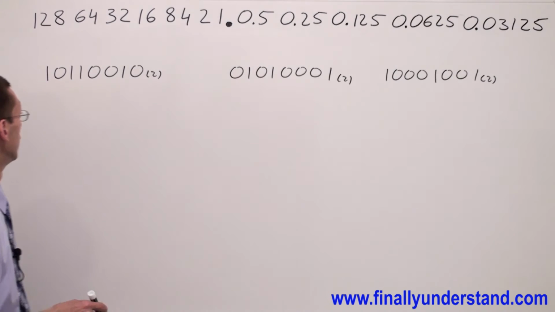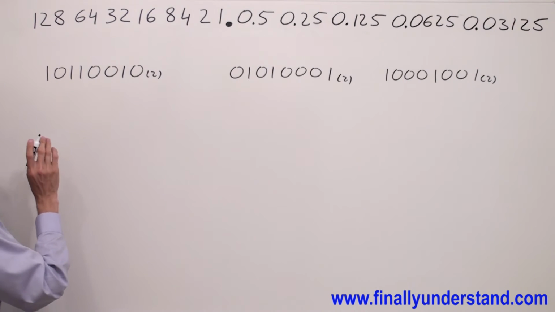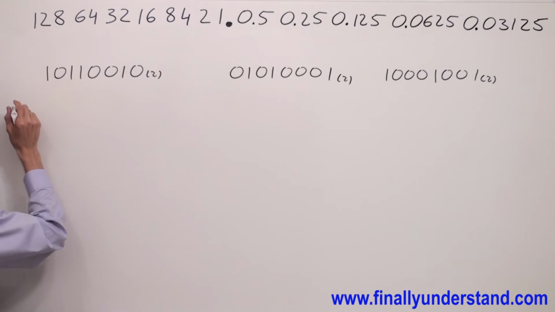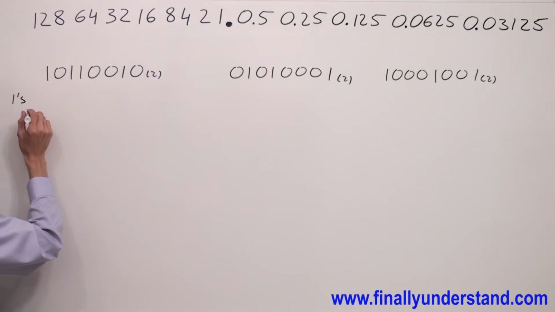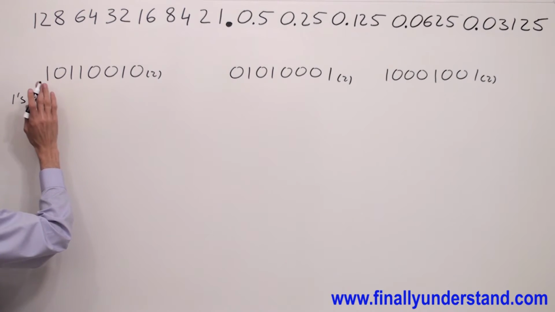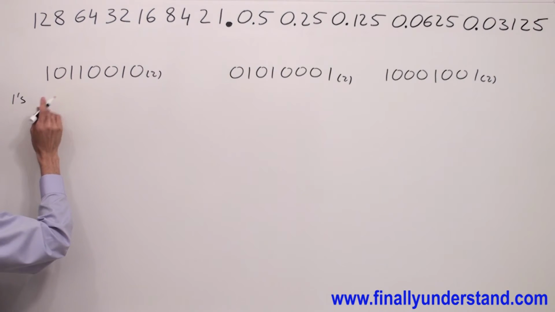Let's take a look at these examples. We're supposed to convert them to 2's complements. First, anytime you want to convert a binary number to 2's complement, you have to find the 1's complement. You have to invert every single bit. You have to find the complement of every single bit of the given number.